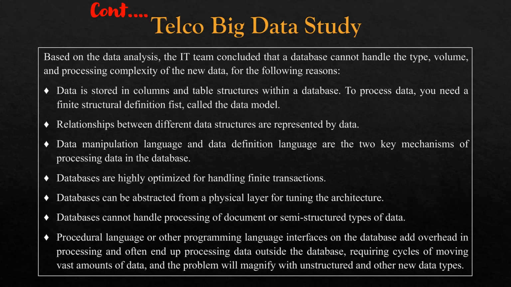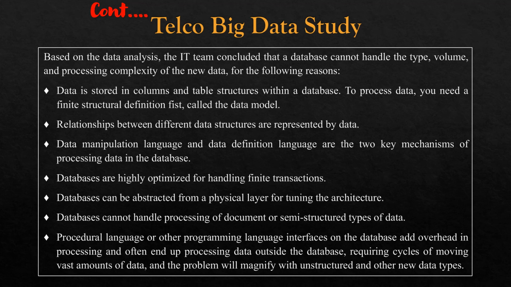And then based on the data analysis, the IT team concluded that the database cannot handle the type, volume, and processing complexity of the new data. These are the reasons why they cannot handle this type of volume and complexity of data. First, the data is stored in columns and table structures within the database. So to process the data, you need a finite structural definition first, called the data model, and then the relationships between different data structures are represented by the data. Data manipulation language and data definition language are the two key mechanisms of processing data in the database.